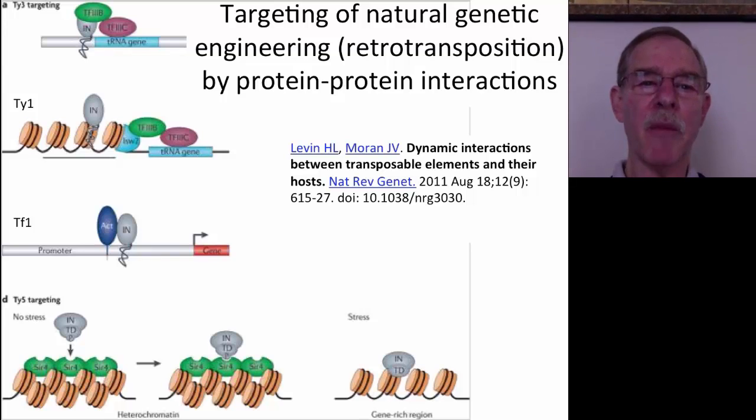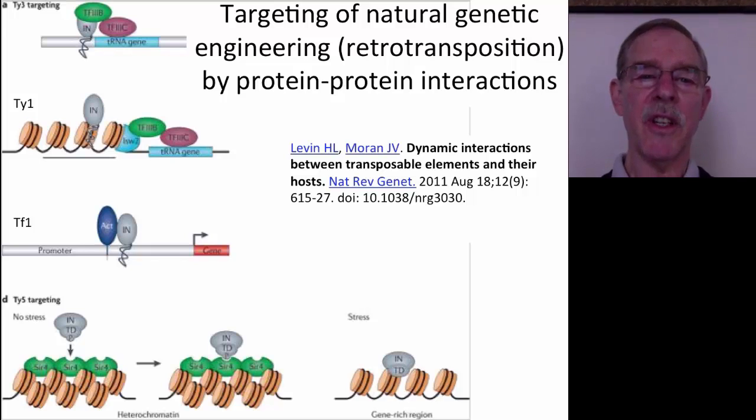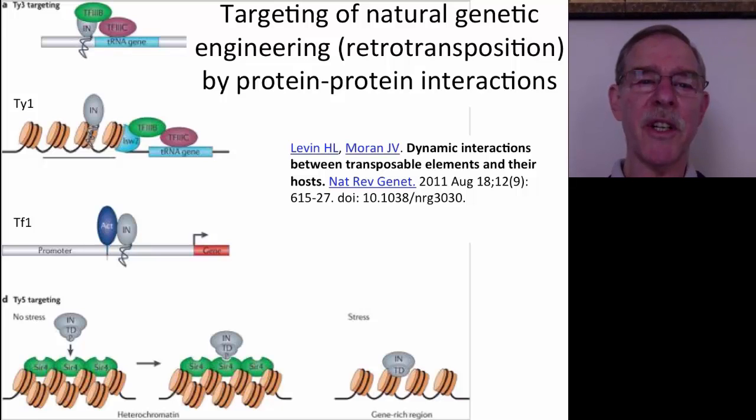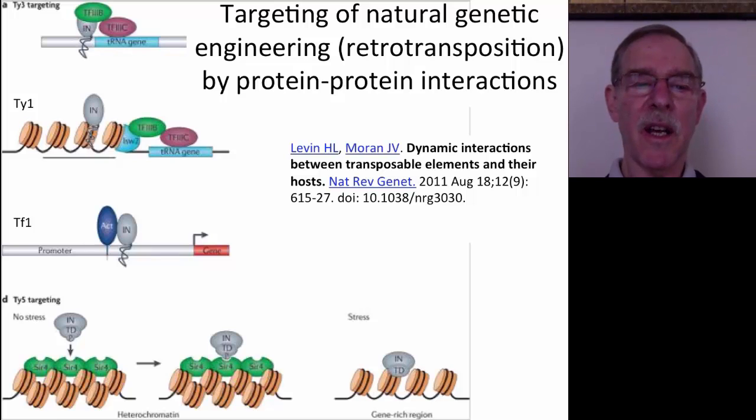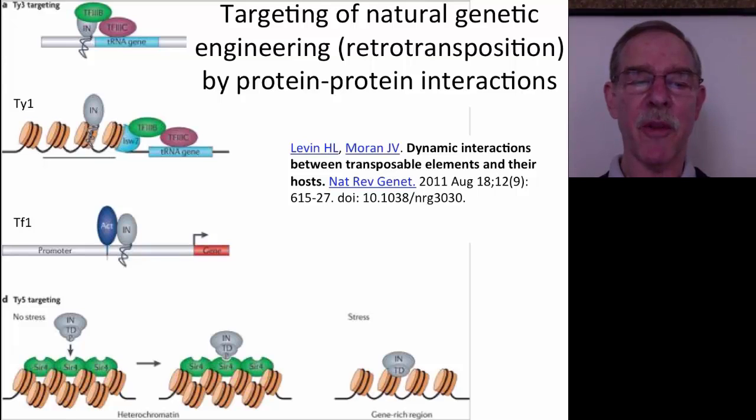The TY1 element also inserts upstream of tRNA sequences, but at a different position, and there the integrase protein interacts with nucleosomes that are specific for RNA polymerase III transcription. In fission yeast, the TF1 element inserts upstream of Pol2 transcribed sequences, and here the integrase protein interacts with a transcriptional activator protein to localize it upstream of the Pol2 transcriptions.